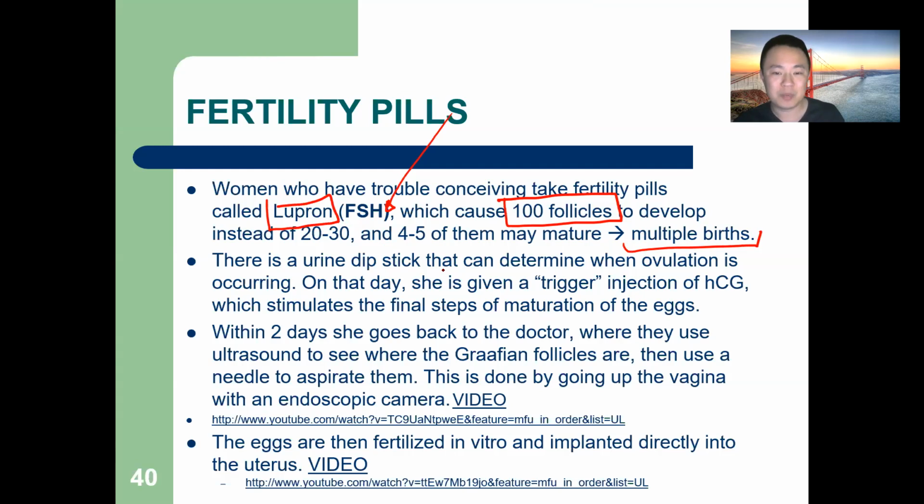Now, there is a urine dipstick that can determine when ovulation is occurring, and on that day, she's given a trigger injection of HCG, which stimulates the final steps of maturation of the eggs. Within 2 days, she goes back to the doctor, where they use ultrasound to see where the Graafian follicles are. Then they use a needle to aspirate them and take them out. And this is done by going up the vaginal canal with an endoscopic camera. The eggs are then fertilized in vitro and implanted directly in the uterus.